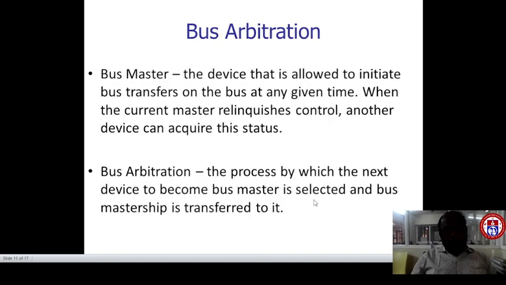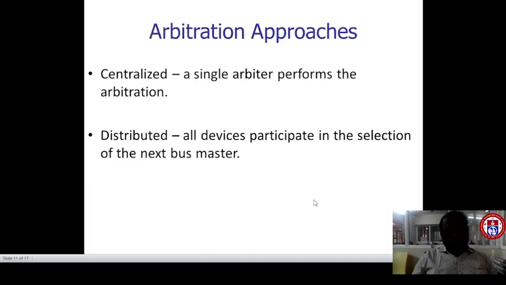In bus arbitration, we will have a bus master. The bus master is the device that is allowed to initiate bus transfers on the bus at any given time. When the current master relinquishes control, another device can acquire this status. And then the next one is bus arbitration, where the next device to become bus master is selected, and bus mastership is transferred to it.